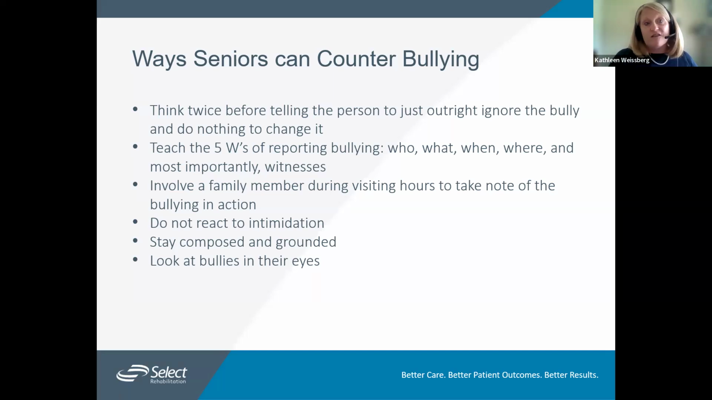Obviously teaching the reporting: who, what, when, where, and most important, witnesses. Those are our 5 W's here. Make sure that everyone knows what to do. Maybe you don't have families visiting, but if you do, take note of that bullying in action. They can share with us what they've seen or what possibly is causing this.